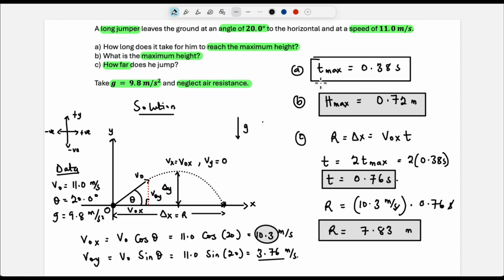We found the time it took him to get to the maximum height to be 0.38 seconds. The maximum height itself to be 0.72 meters. And also the range to be 7.83 meters.